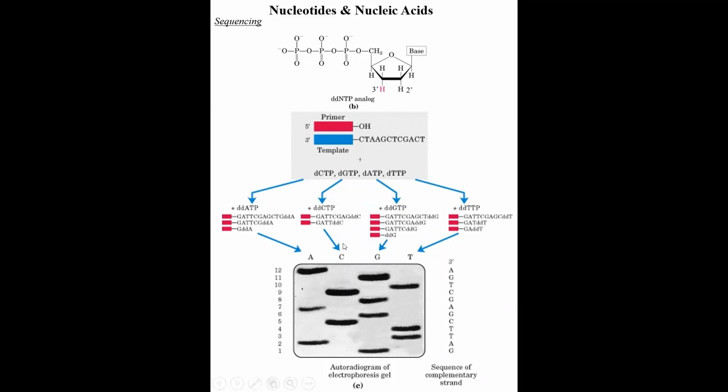The second row indicates the presence of cytosine. The third row indicates the presence of guanine, and the fourth row indicates the presence of thymine. So in this way, people sequenced the DNA by using this chain termination reaction.